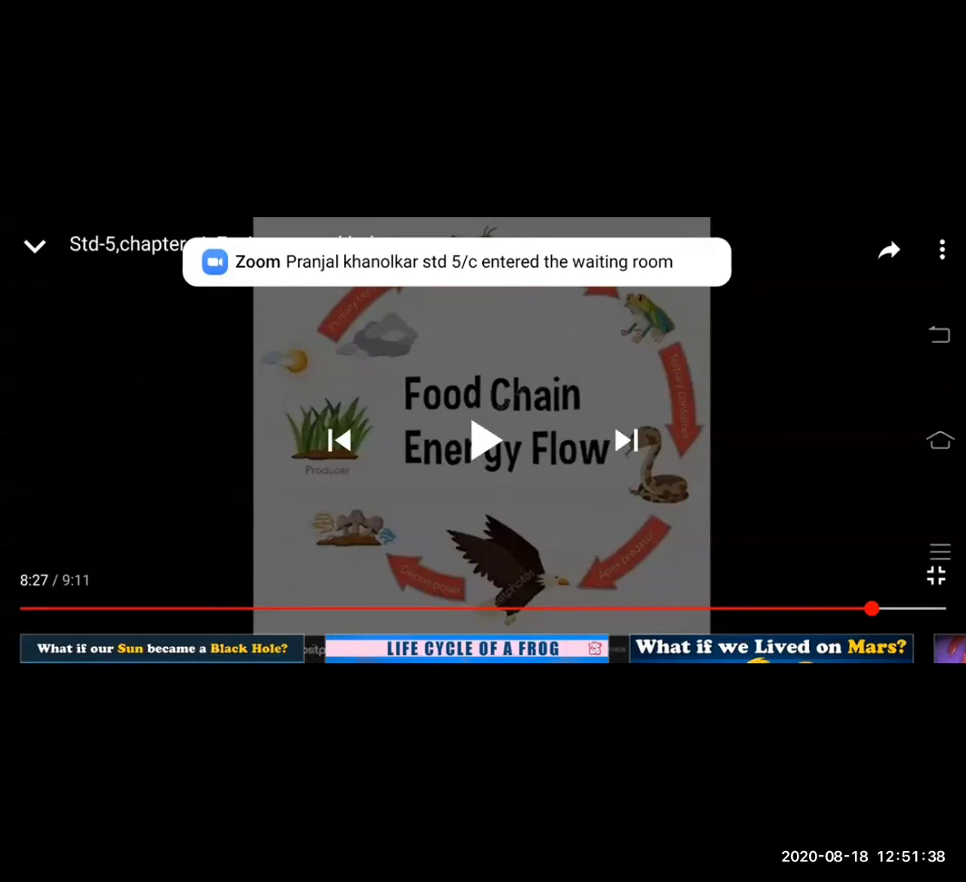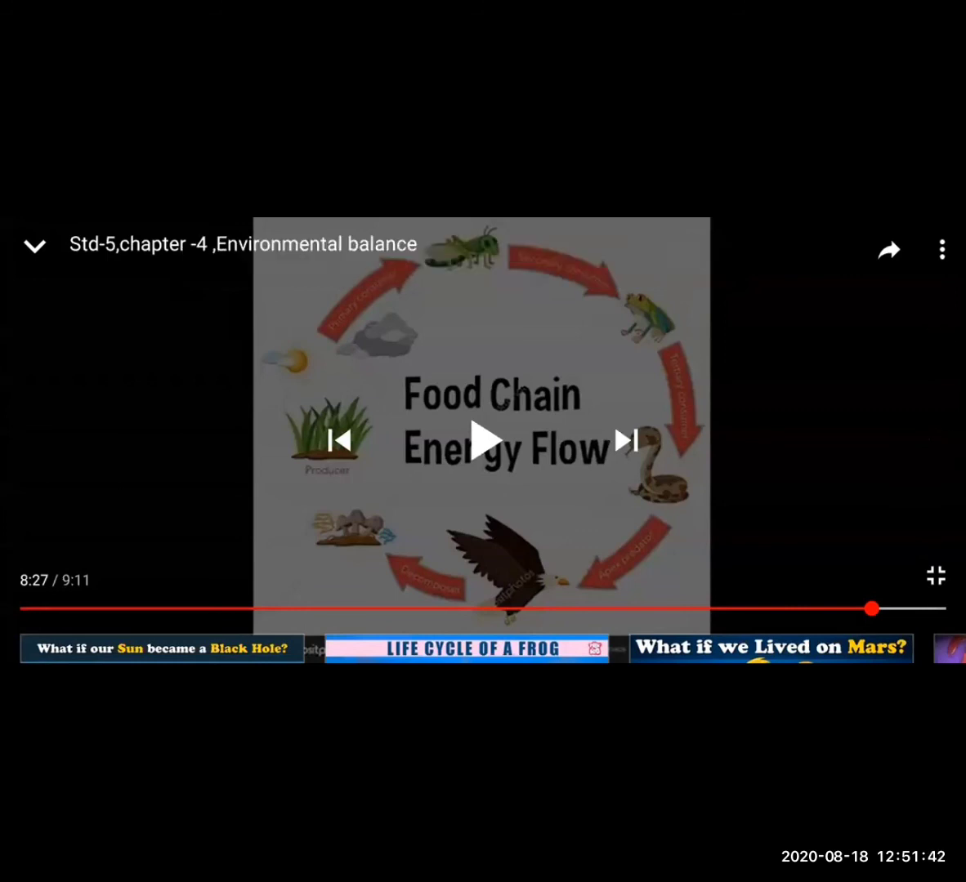They are present everywhere: in the soil, on the land, in the air, in the water, and in things around us. Inside our body also germs are there. They help us and the whole environment in many different ways.